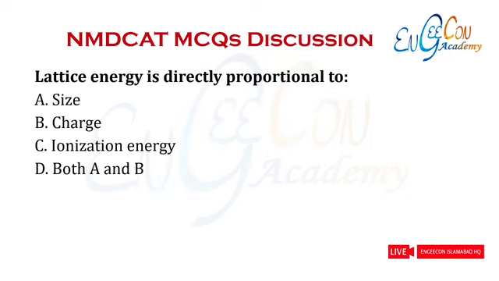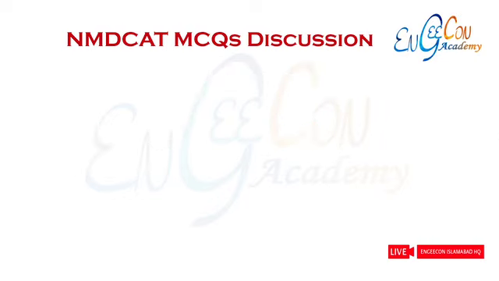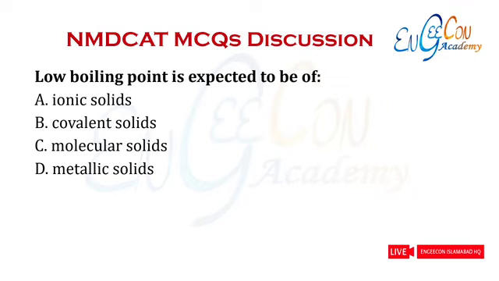Lattice energy is directly proportional to, so we have seen that lattice energy is directly proportional to charge and inversely proportional to size. So charge is the correct option. Low boiling point is expected to be of. Ionic solids have high boiling points. Covalent solids have very high boiling points. Metallic solids also have high boiling points. Molecular solids are solids which contain weak IM forces, so they have low boiling points. C is the correct option.